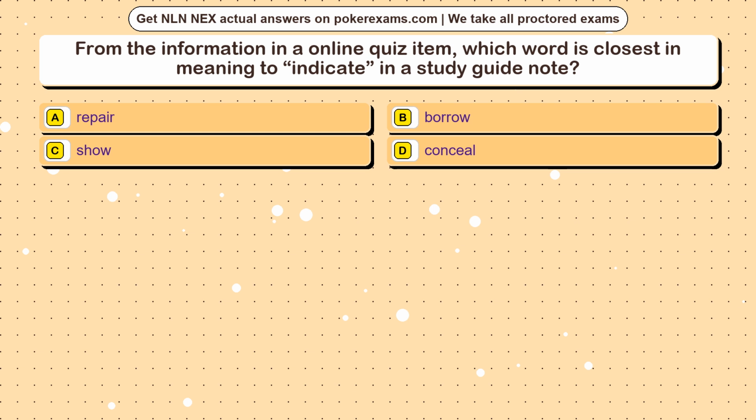Question 22. From the information in an online quiz item, which word is closest in meaning to indicate in a study guide note? Option A, repair. Option B, borrow. Option C, show. Option D, conceal.